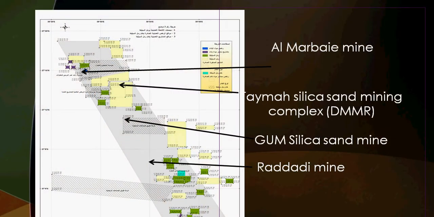This is the map of the silica sand mining complex. You can see the boundary line, and this complex is trending in a northwest-southeast direction. You can also see a number of silica sand mines. Most of them are 1 kilometer by 1 kilometer, some of them 2 by 1 kilometer, and a couple of them are large. You can see the location of large mines: Al Marbai in the north, Radadi in the south, and GUM in the middle. And there are many applications coming recently for licenses. So this area is getting crowded.